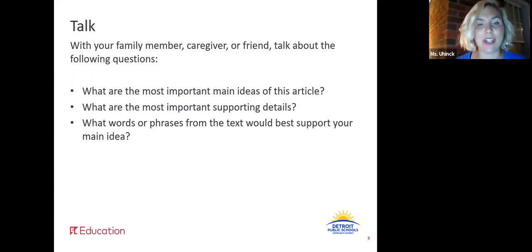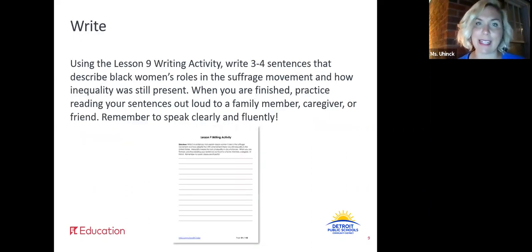All right, so now that we've started to talk about and still grow these ideas, I want us to look at the writing activity we're going to do. Using the Lesson 9 writing activity, write 3 to 4 sentences that describe Black women's roles in the suffrage movement and how inequality was still present. When you are finished, practice reading your sentences out loud to a family member, a caregiver, or a friend. I want to remind you, we're going to speak clearly and fluently.